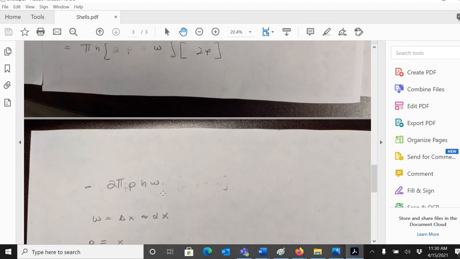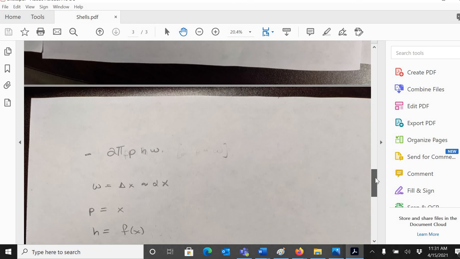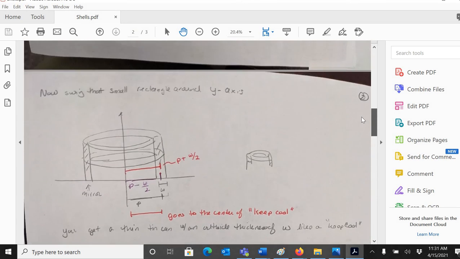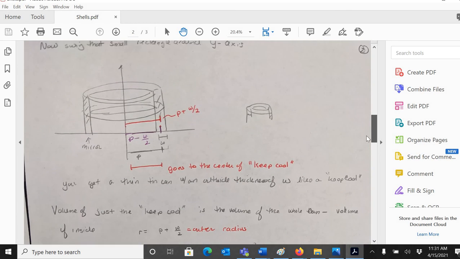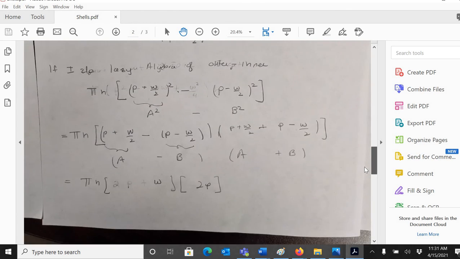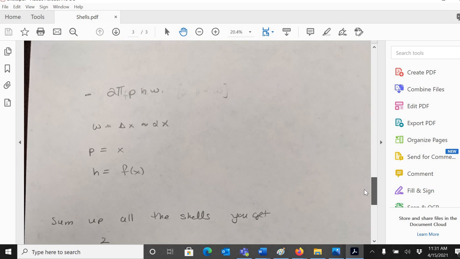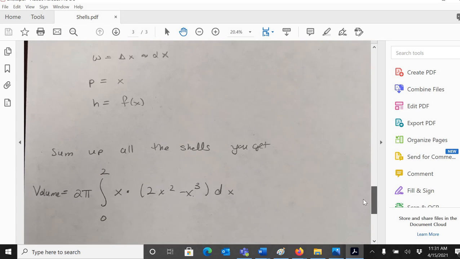w is the thickness of the koozie, which is the delta x, because I'm going to let that slide to 0. It's what we eventually in the limit get to call dx. p is going to be how far I am arbitrarily away from where I'm spinning around, which is x. h is, if you go back and look at the picture, the height, which is going to hit the curve. So h is f of x, how high I am on the curve. And I plug it all in, and then I sum up all those shells.